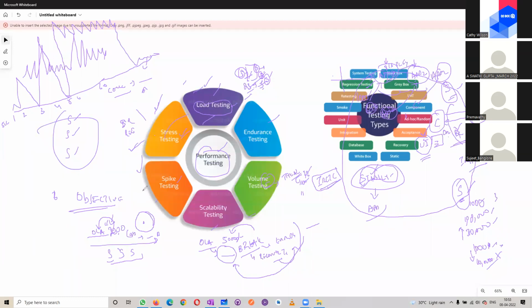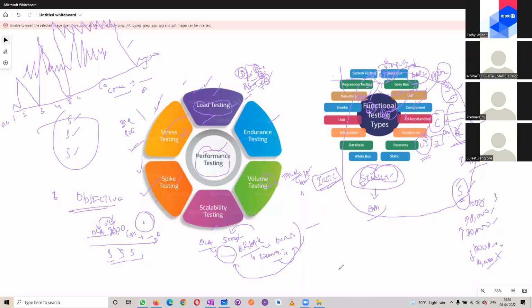In spike testing, what we are trying to do is give abrupt spikes to the application. We see how abruptly users are given to the application, and observe these three things: stability, scalability, and speed of the application. That is called spike testing. And actually, this is one pattern. There will be other patterns also.